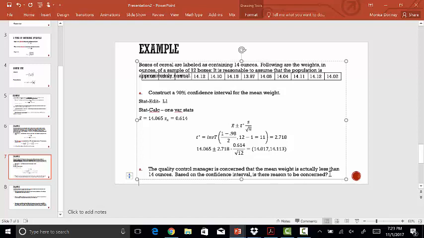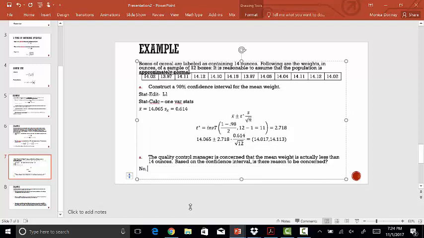All right, so the last question says, based on the quality control, the quality control manager is concerned that the mean weight is actually less than 14 ounces. Based on the confidence interval, is there a reason to be concerned? Well, what do you think? Is 14 in the interval or is 14 not in the interval? Clearly, looking at this interval, the interval starts above 14. So I'm thinking that the weight can't be less than it if I'm 98% sure that this contains my mean weight. So am I concerned? No, because 14 is not contained in the confidence interval.